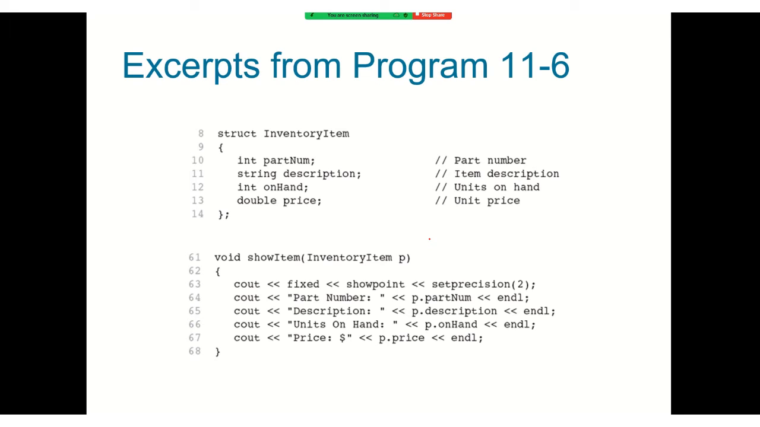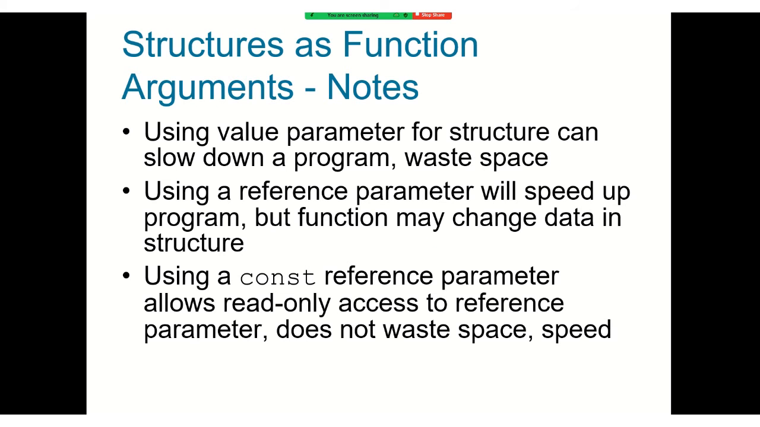So we have done that. Let's not try to expand on that. Now, using a value parameter for a structure can slow down a program and waste space. Using a reference parameter will speed up a program, but the function may change the data structure. Using a constant reference parameter allows read-only access to the reference parameter, and does not waste space or speed.